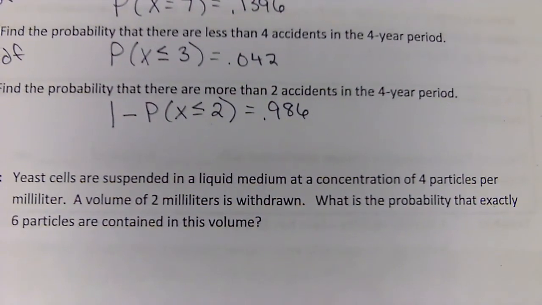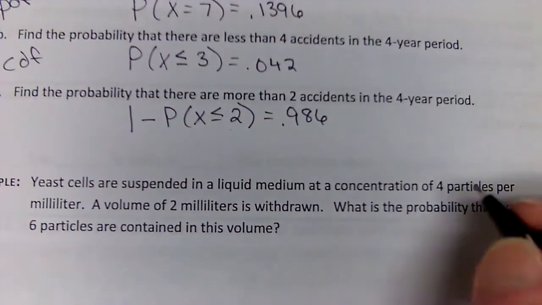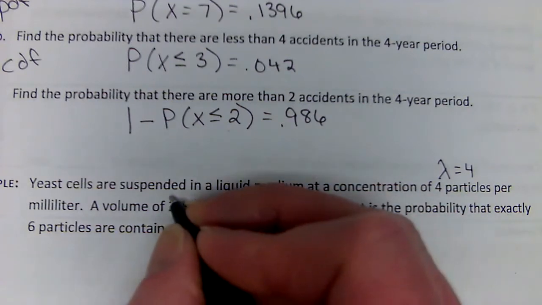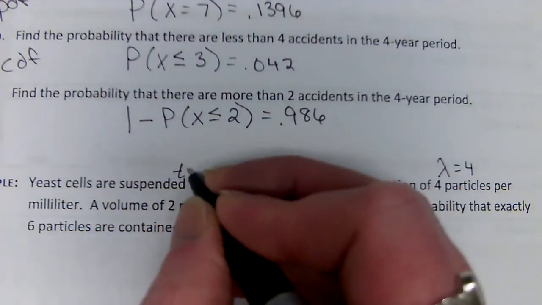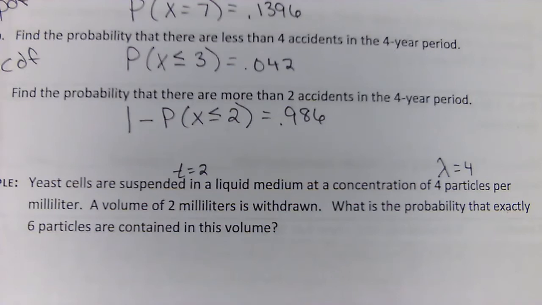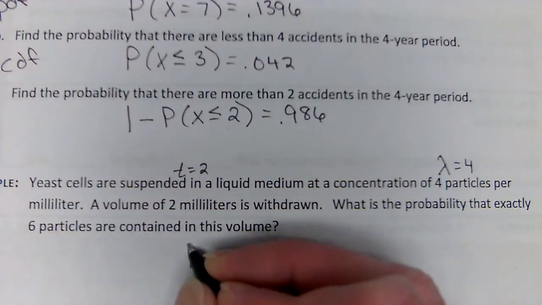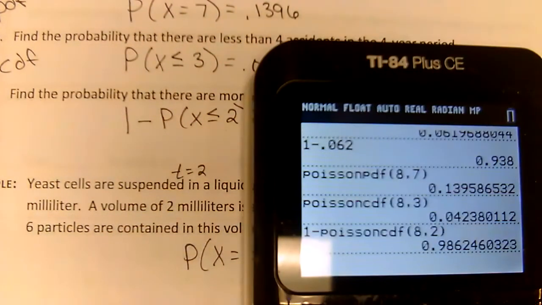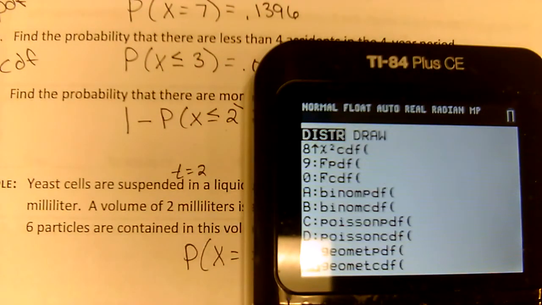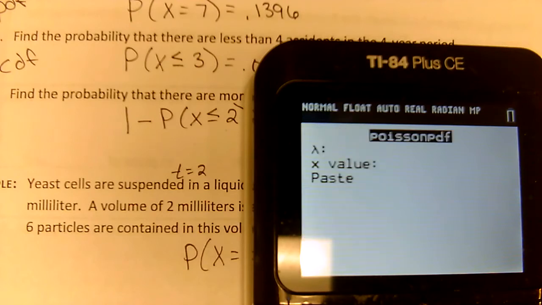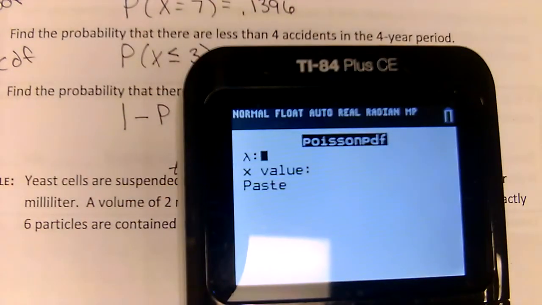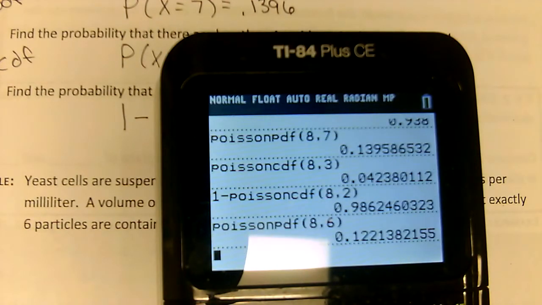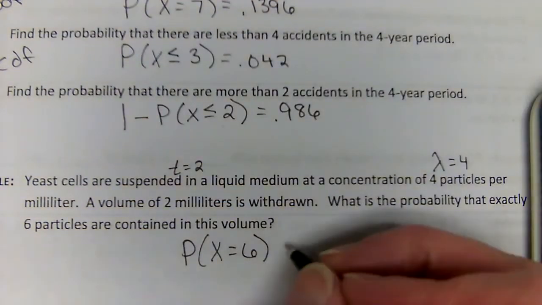Yeast cells are suspended in a liquid medium at a concentration of 4 particles per milliliter. In 2 milliliters, so T equals 2. So we're actually going to be plugging in 8 again. What is the probability that there are exactly 6 particles? That's a PDF. Lambda is going to be 2 times 4. I wish it would give us the option of putting in the time, but it doesn't. That's 0.122.